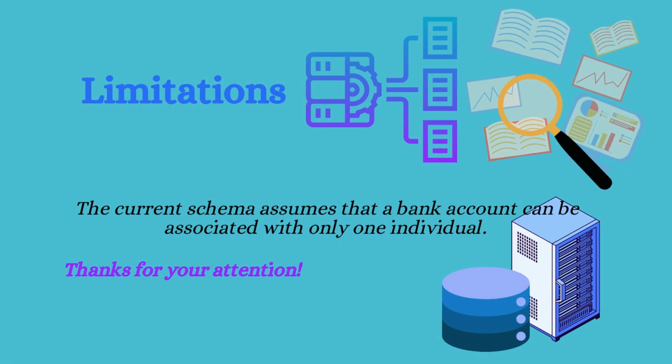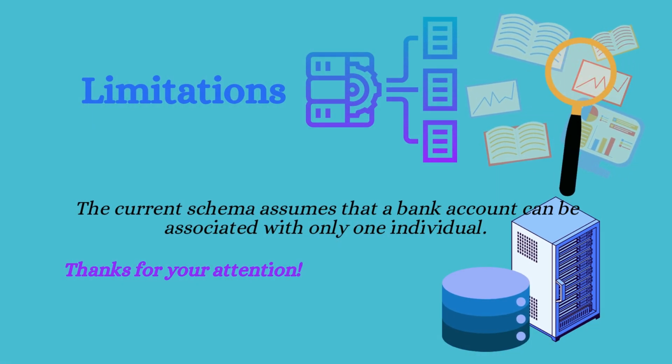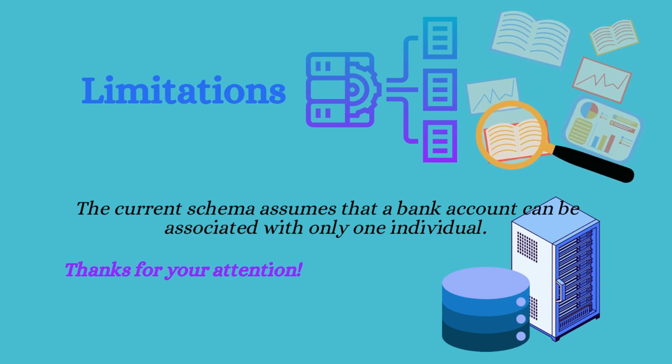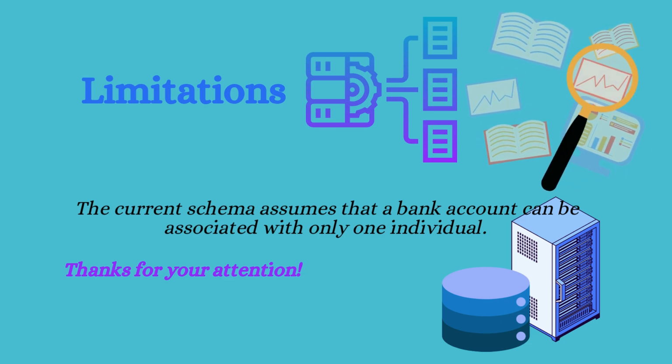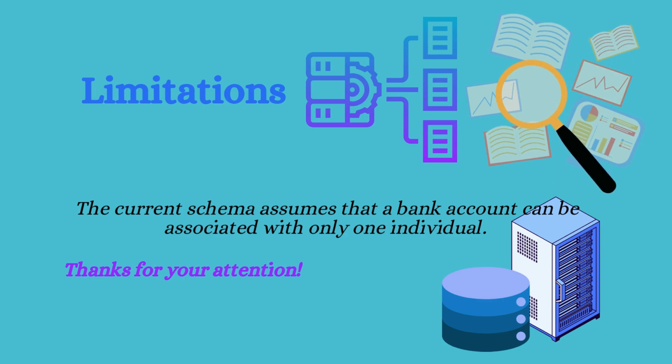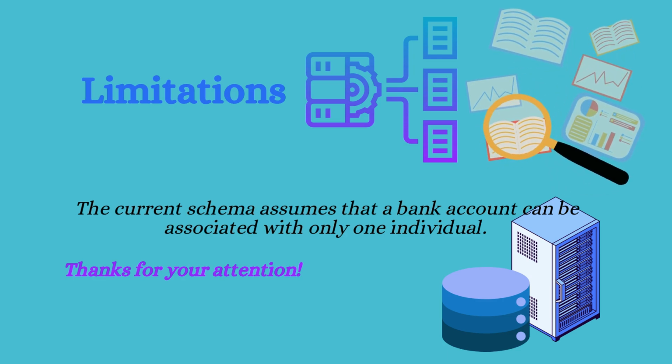The current schema assumes that a bank account can be associated with only one individual. A shared bank account would require a shift to a many-to-many relationship between bank account and client, which would imply a substantial change.